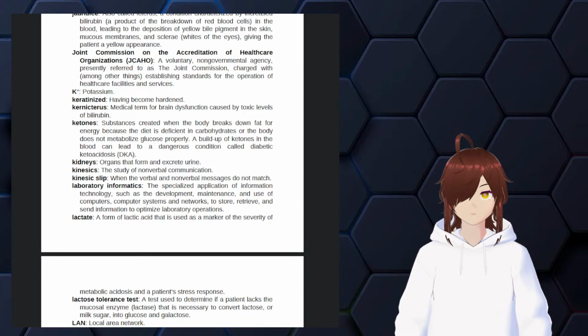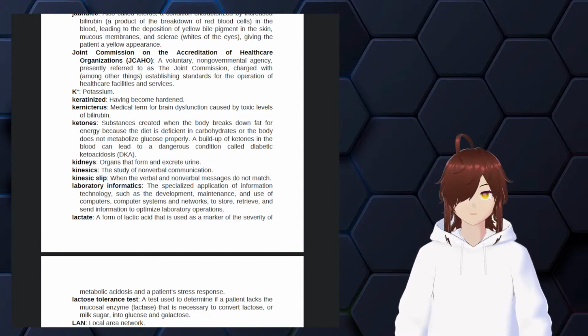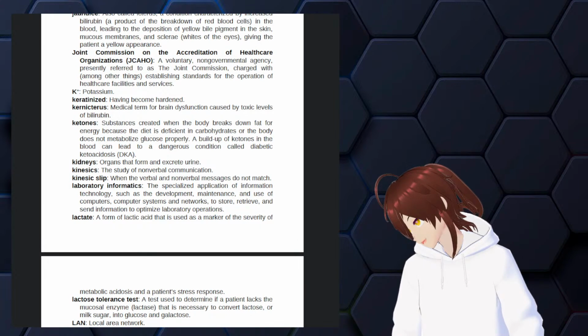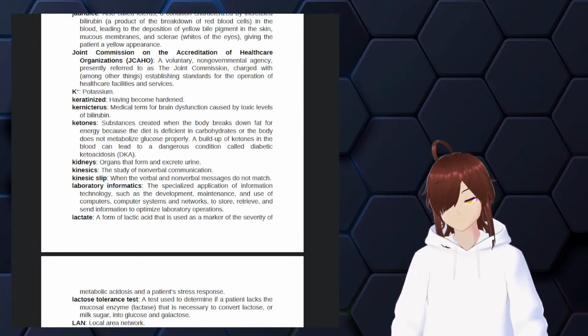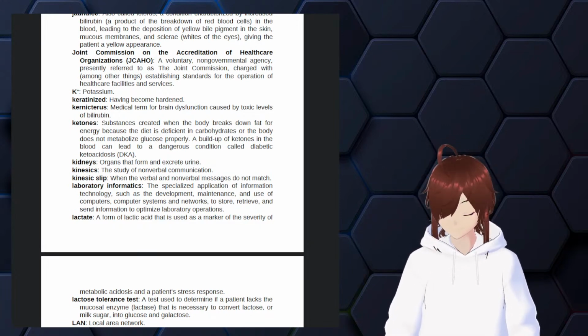Kidneys, organs that form and excrete urine. Kinesics, the study of nonverbal communication. Kinesic slip, when the verbal and nonverbal messages do not match. Laboratory informatics, the specialized application of information technology, such as the development, maintenance, and use of computers, computer systems, and networks, to store, retrieve, and send information to optimize laboratory operations.